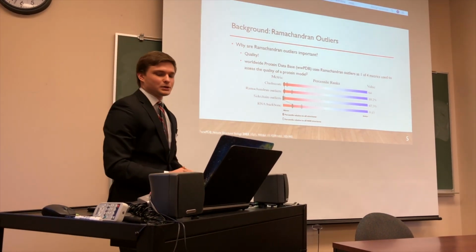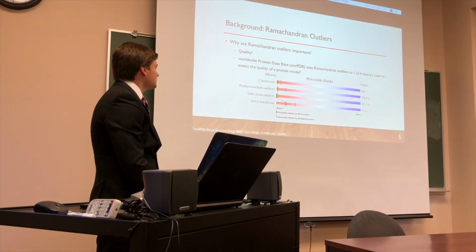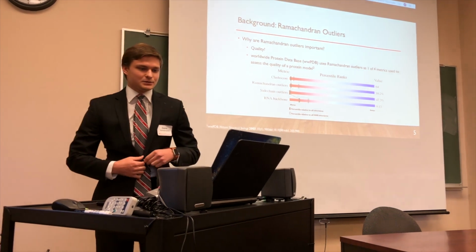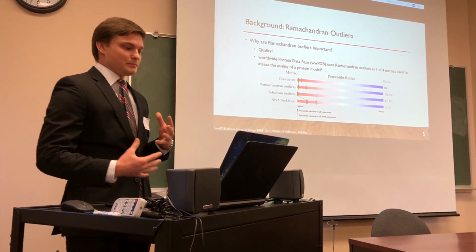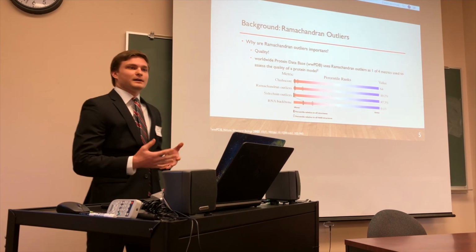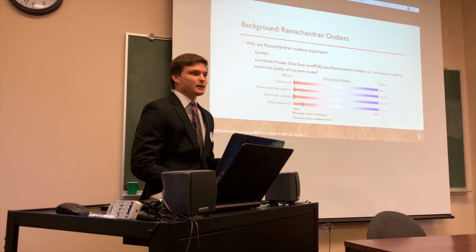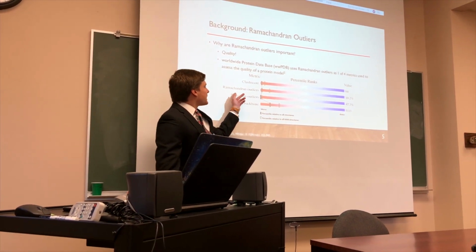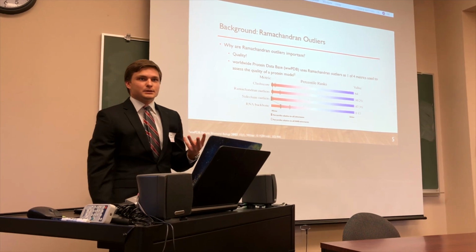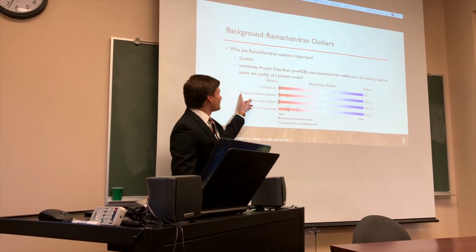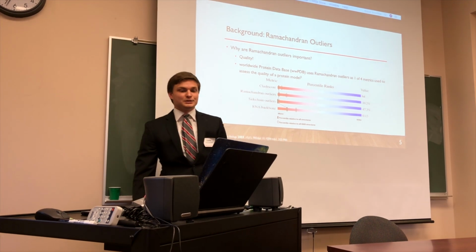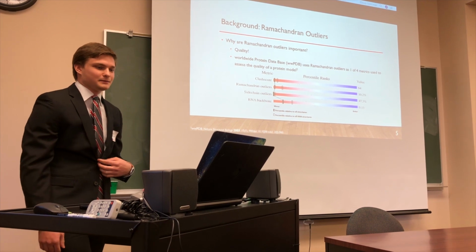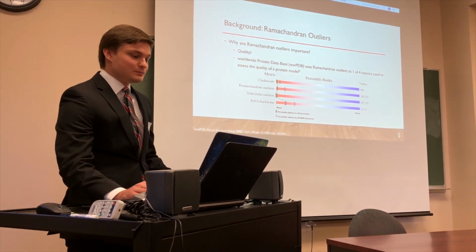So why are Ramachandran outliers important? Well, it's because of quality. The wwPDB, which is a biochemistry protein database website, classifies proteins based on their quality of structure and how they were solved. And they use Ramachandran outliers as one of their 4 metrics to assess the quality. So here we have a value of 10.2%, which is way too high for a normal protein. We'd expect fewer than 1% of the amino acids to be outliers.